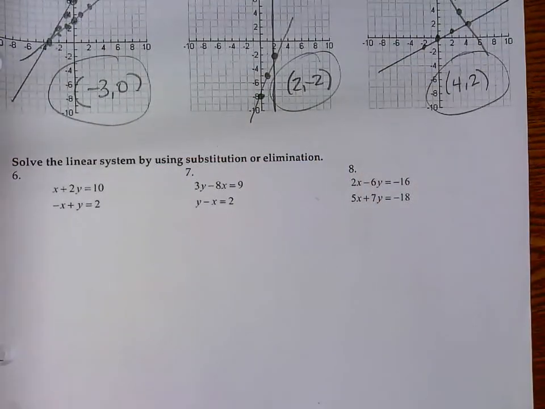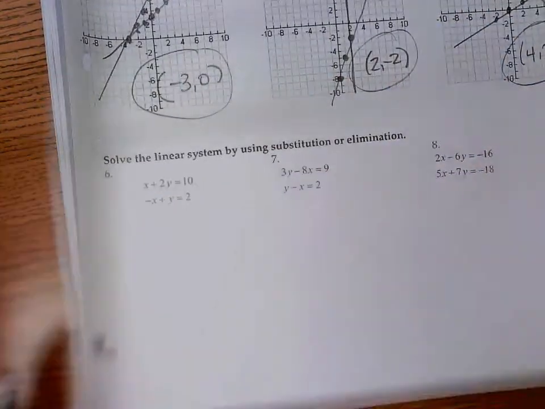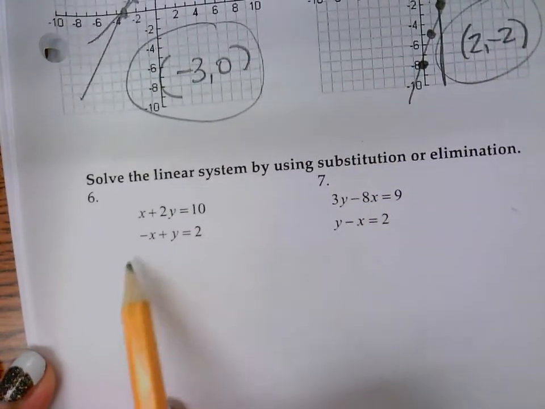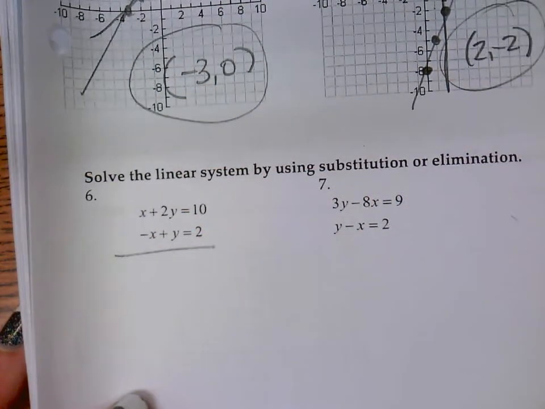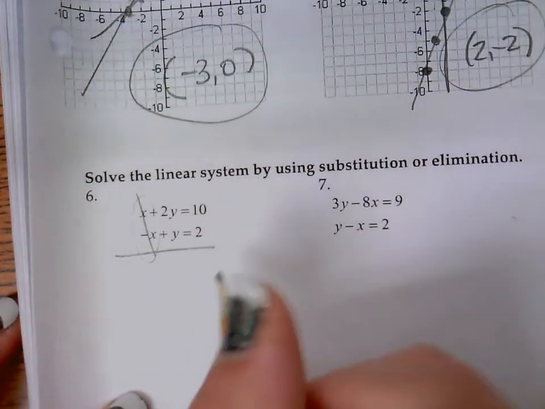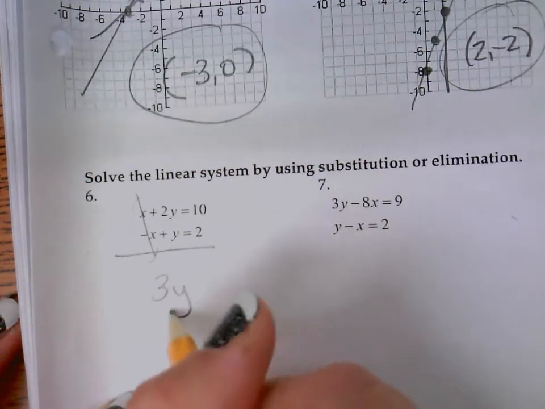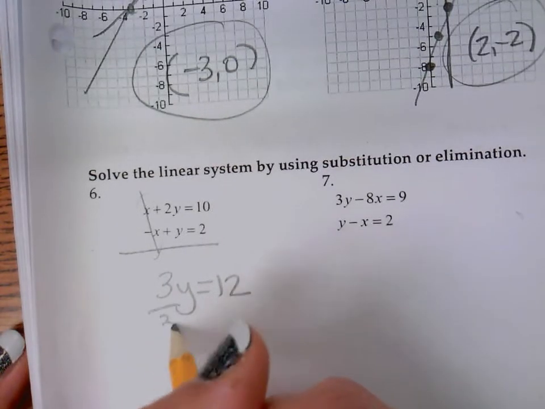All right, I'm going to do a couple of the methods. So this first one, can you tell what it is set up to do? I think this is a beautiful elimination problem. X's, Y's, constants are lined up, and X minus X gives me 0 right away, so I can eliminate the X's. Then I add together, and I get 3Y equals 12. So my final answer is that Y equals 4.